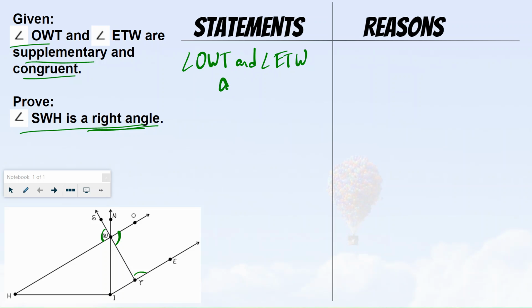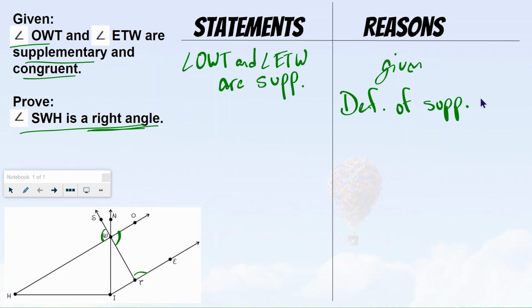So first I'm going to say that OWT and ETW are supplementary. I'm just going to abbreviate that, and that's given to us. And really just by the definition of supplementary angles, that tells us that OWT plus ETW equals 180 degrees.